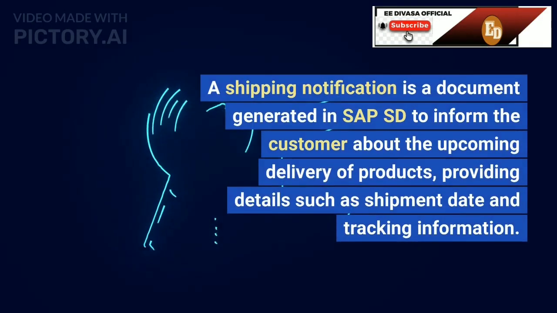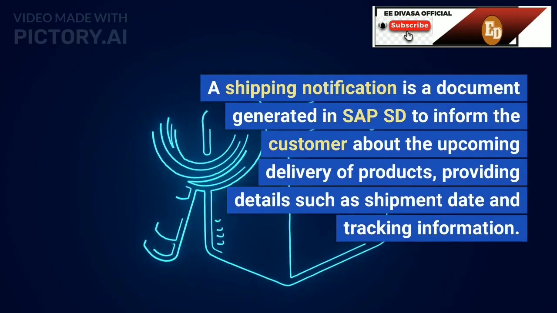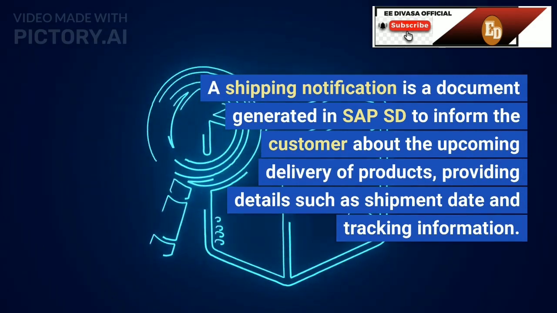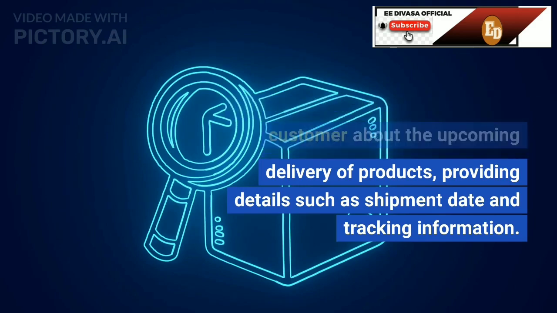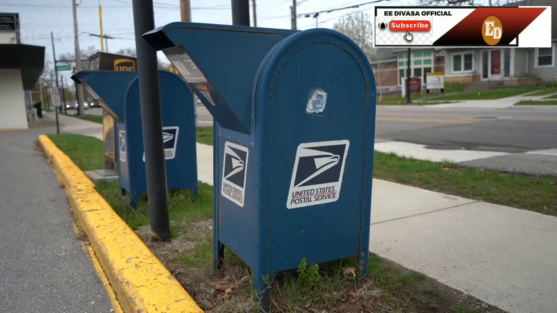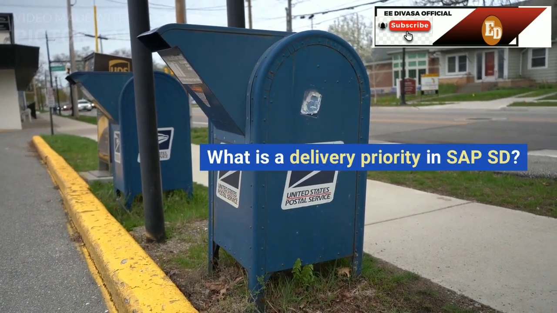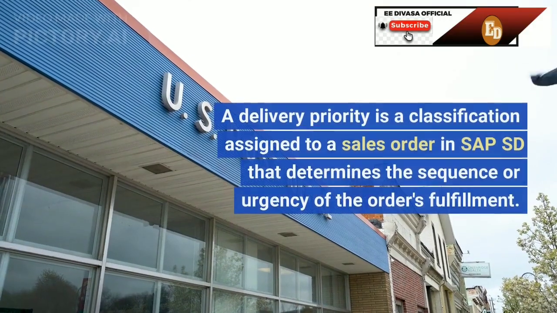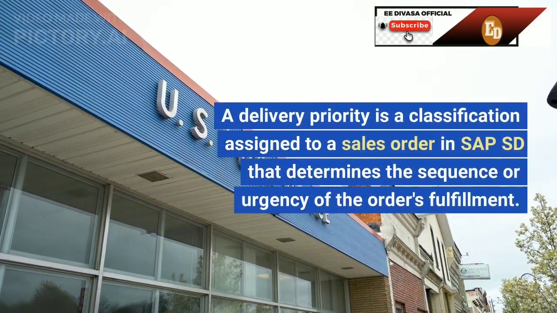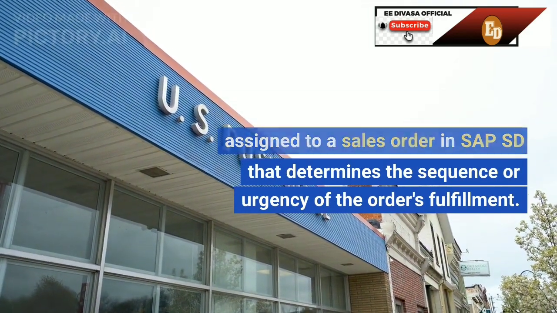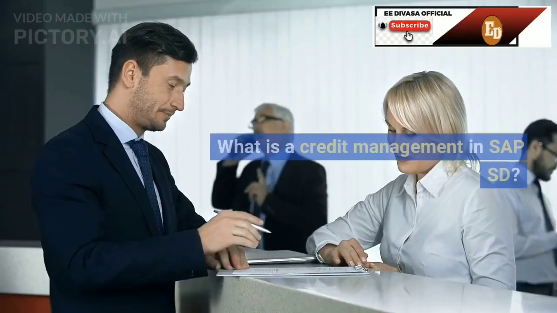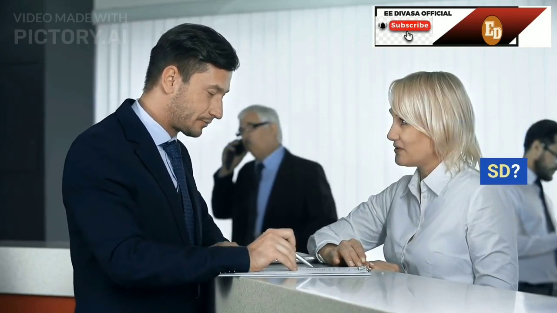What is a shipping notification in SAP SD? A shipping notification is a document generated in SAP SD to inform the customer about the upcoming delivery of products, providing details such as shipment date and tracking information. What is a delivery priority in SAP SD? A delivery priority is a classification assigned to a sales order in SAP SD that determines the sequence or urgency of the order's fulfillment.